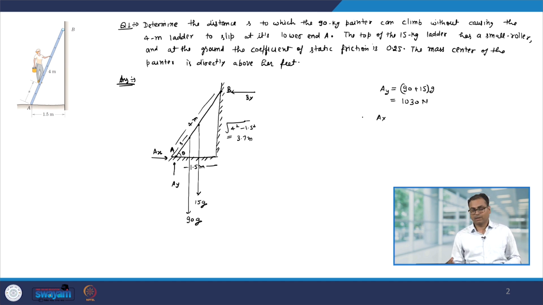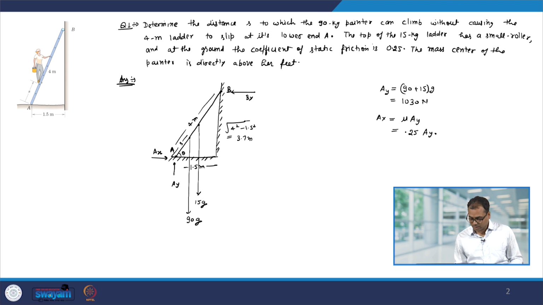Now, the value of Ax is because of the friction. So, either you can write down Ax or you can write down the frictional force. Its value will be mu times N, so it will be mu times Ay. And of course, this is the maximum value of the friction. So, this you can write down because now Ay I know and mu is 0.25, multiplied by Ay. Now, to find out s, what we can do is take the moment about B.